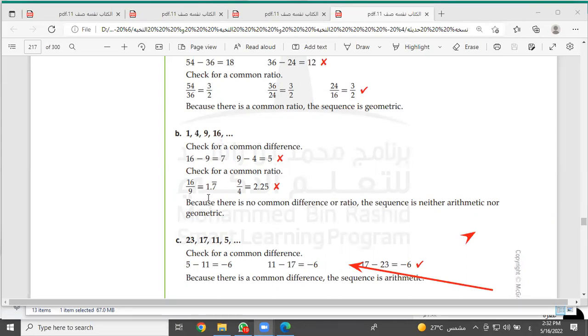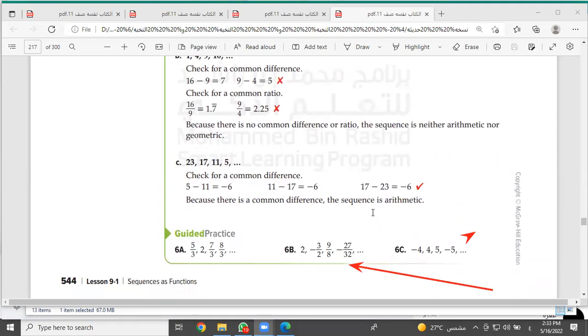16 over 9 equals 1.7 repeating, meaning the 7 is repeated many times. 9 over 4 is 2.25. According to this result, we found that there is no equal common ratio. So there is no common difference, and also there is no common ratio. So it is neither arithmetic nor geometric.